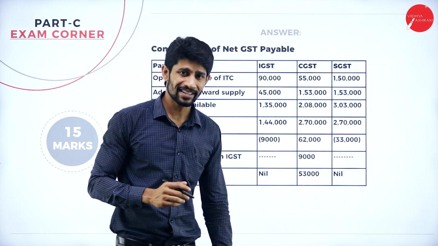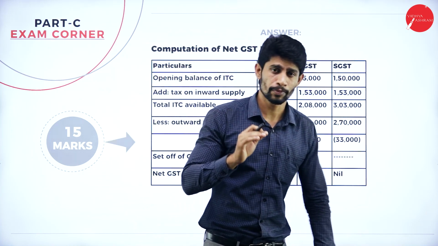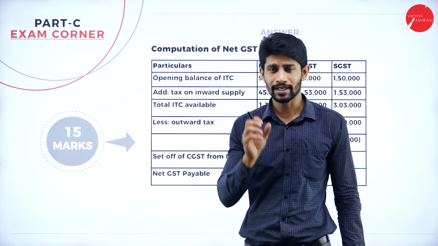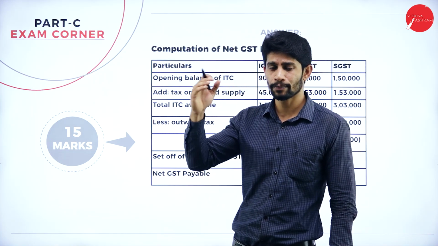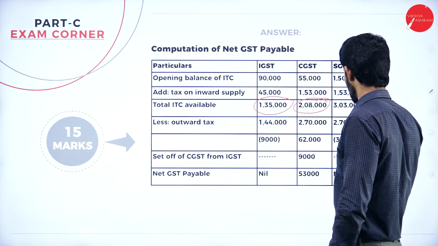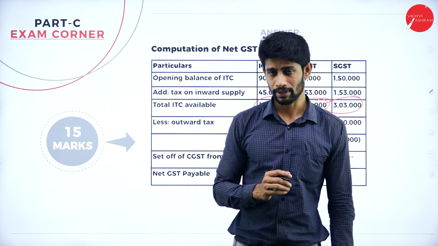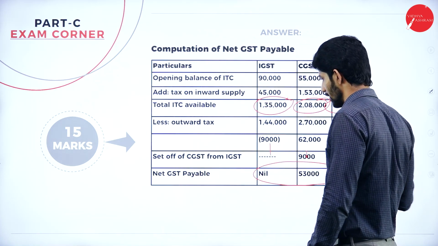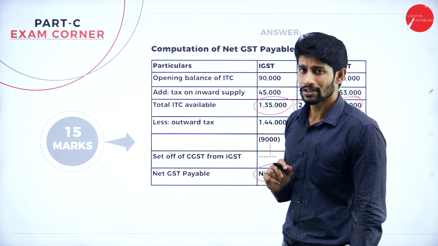So, computation of net GST payable. For computation of net GST payable, what you are supposed to do? Along with the available ITC, you are supposed to add the input tax credit available. From that total, see here, rupees 1 lakh 35, 2 lakh 8,000 and 3 lakh 3,000, you are supposed to deduct the outward tax payable. After deducting the outward tax payable and adjustments, you are going to get the balance net GST payable. So, this is how you are supposed to solve the problem.